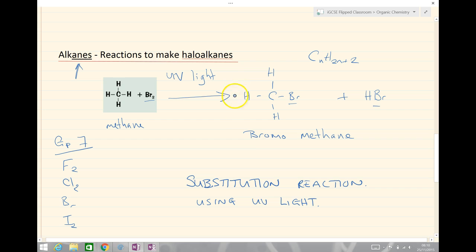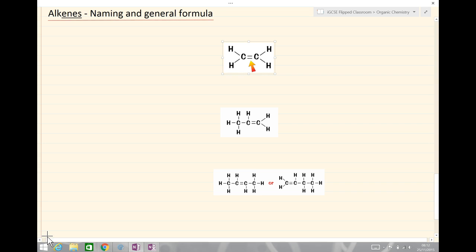The homologous series is the haloalkane that it makes. Okay. So we're going to move now on to a different functional group, and it's got a different ending.